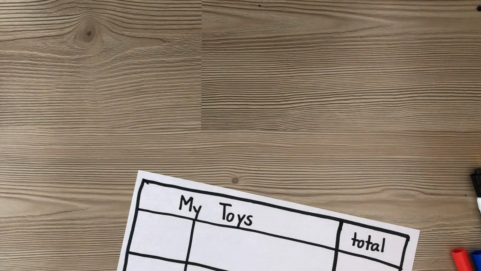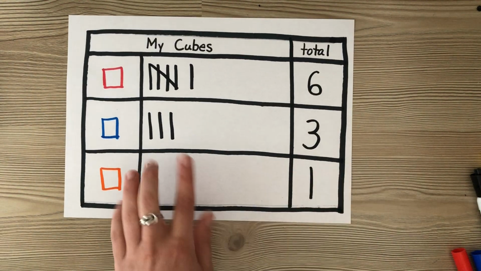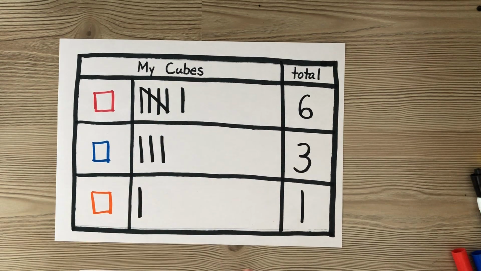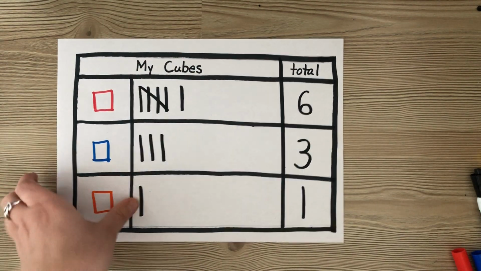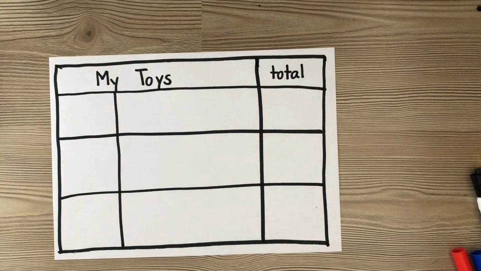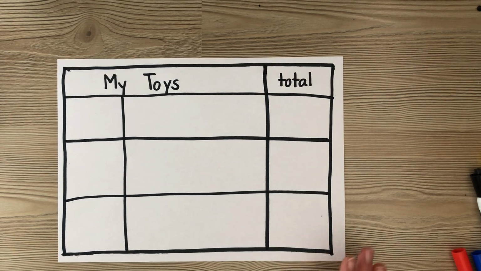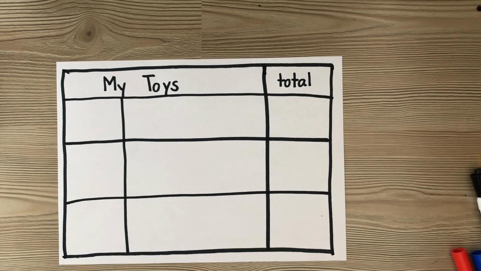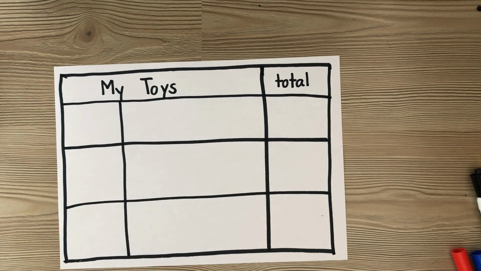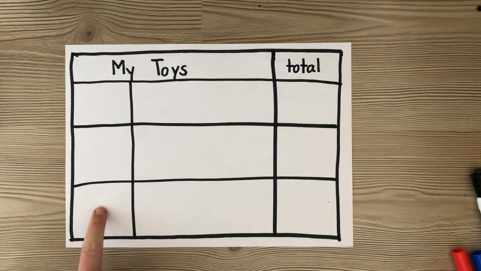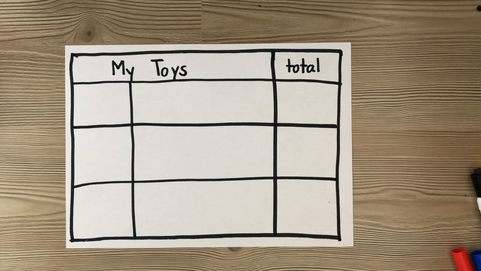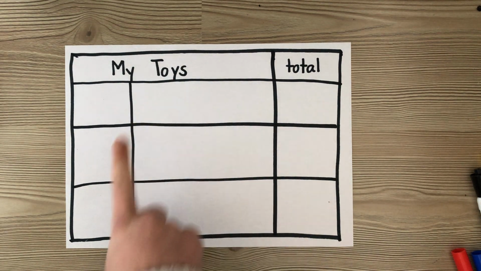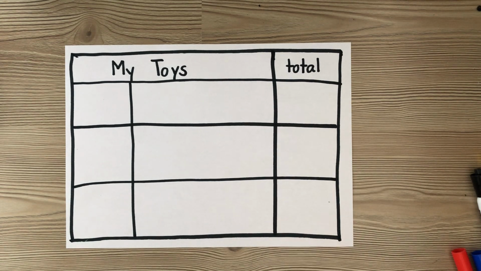So at the end, boys and girls, you will have a tally chart that looks something like this. But instead of cubes, you will have your toys. Maybe you want to go to your room and get 10 toys and you say, I'm going to get some dolls, I'm going to get some cubes, and I'm going to get some crayons. Those can be your 10 toys. And then you are going to draw a tally chart and total your tallies for your toys.